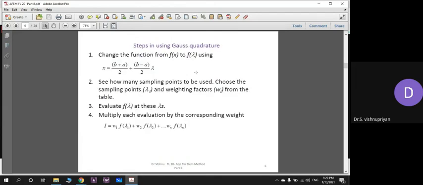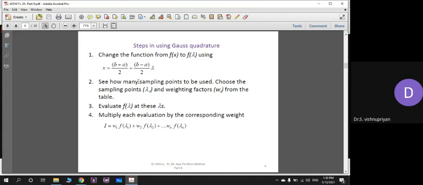Okay, there are 4 steps which must be done when you use Gauss quadrature for integration. First step says change the function from f of x to f of lambda. As I said before, when you change the limits, you are also changing the function itself. To do that, use this formula, that is x equals (b plus a) over 2 plus (b minus a) over 2 lambda, where a and b are the lower and upper limits respectively.